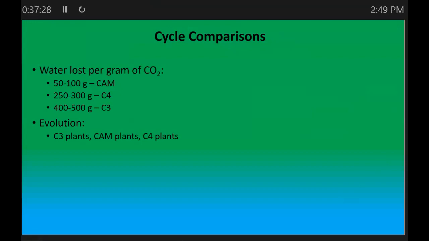And again, here are some comparisons on conservation of water in their body. CAM plants definitely don't lose very much water when you compare them. Look at the difference: 400 to 500 grams of water lost per gram of CO2 coming in for a C3, and it's super reduced for CAM. And then C4 is kind of in between.